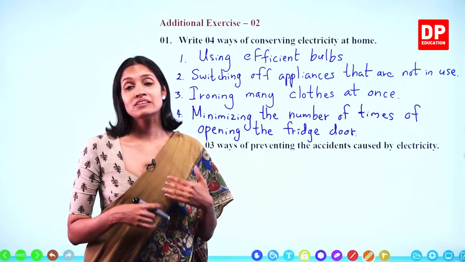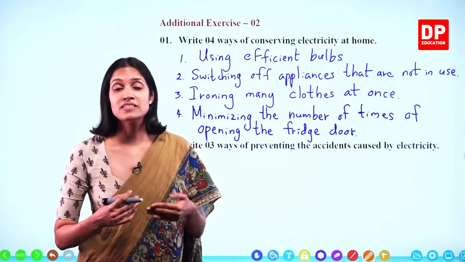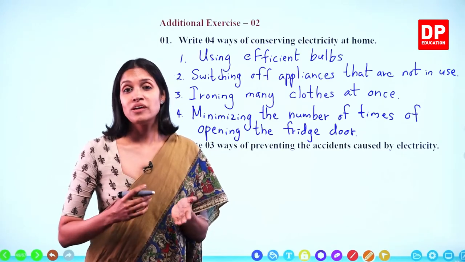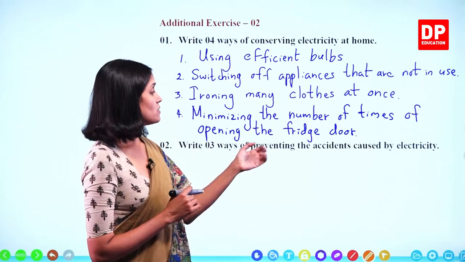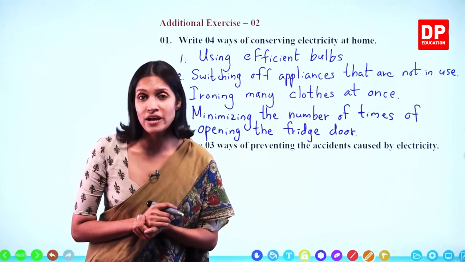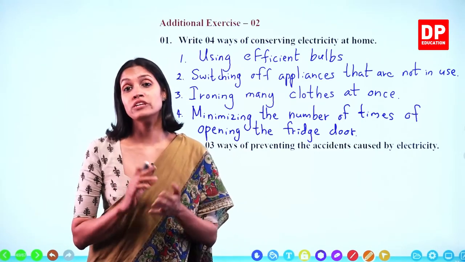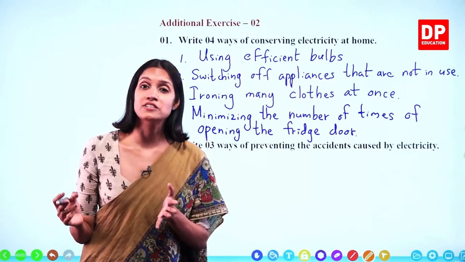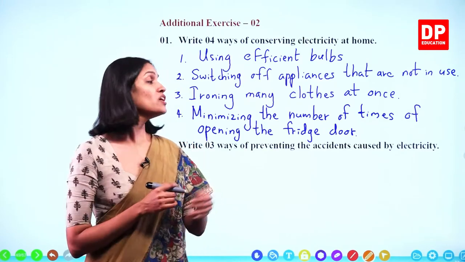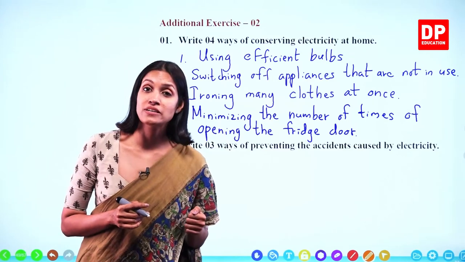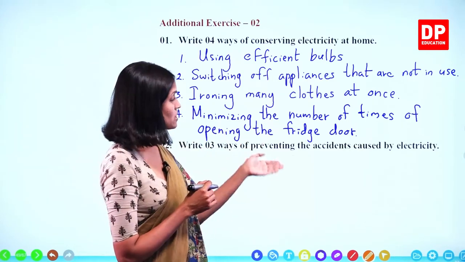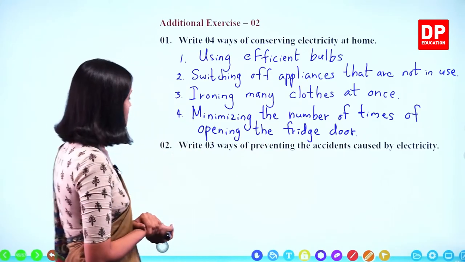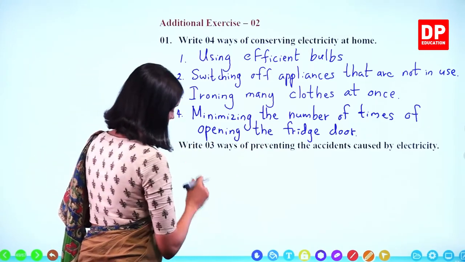So keep the electrical appliances, wires and plug points out of reach of children, right? And when we handle electrical appliances, our hands should be dry. Do not handle the appliances with wet hands, right? Whenever we handle electrical appliances, it's better to wear rubber slippers. Okay, those type of things we can write, okay? We'll write.